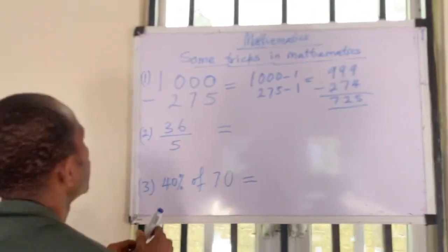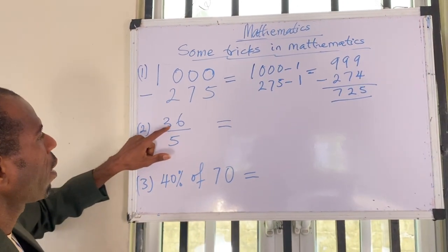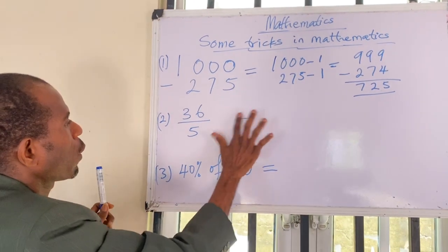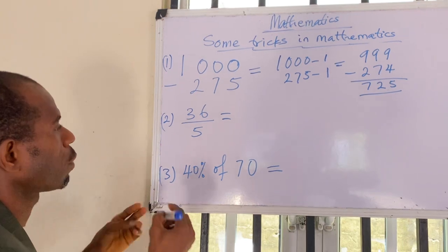That is for subtraction, especially when we have 1000 or digits that end with zeros. Let's go to number 2. I want to divide 36 by 5. It will be very difficult, especially for people who don't actually know how to divide.